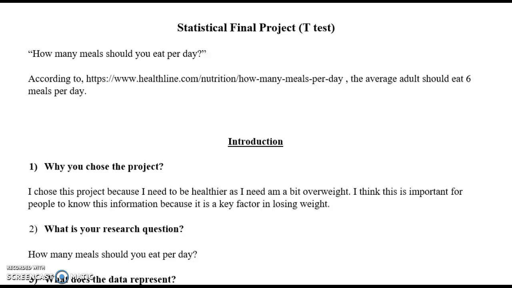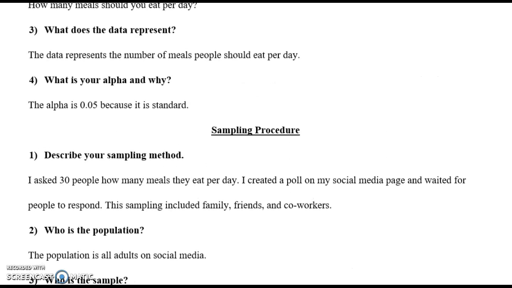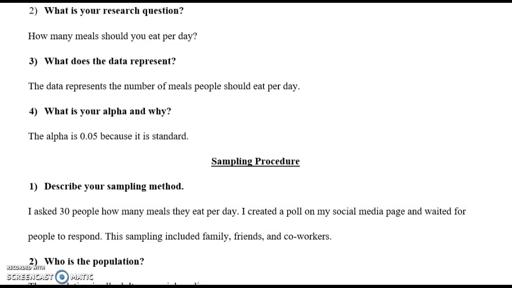What is the research question? How many meals should you eat per day? What does the data represent? The data represents the number of meals people should eat per day. What is your alpha and why? The alpha is 0.05 because it is standard.